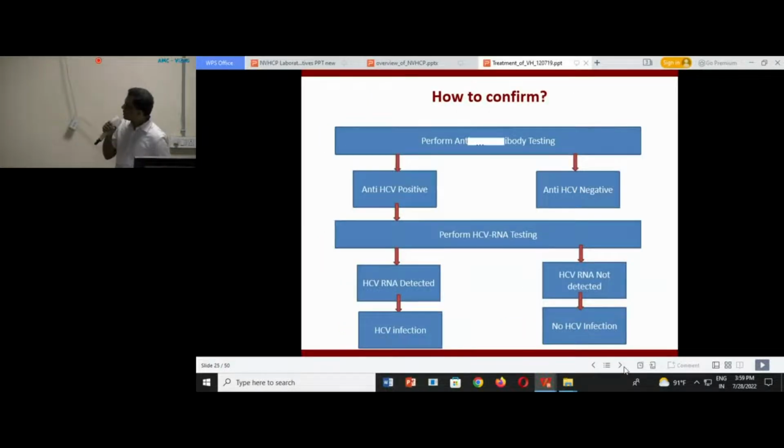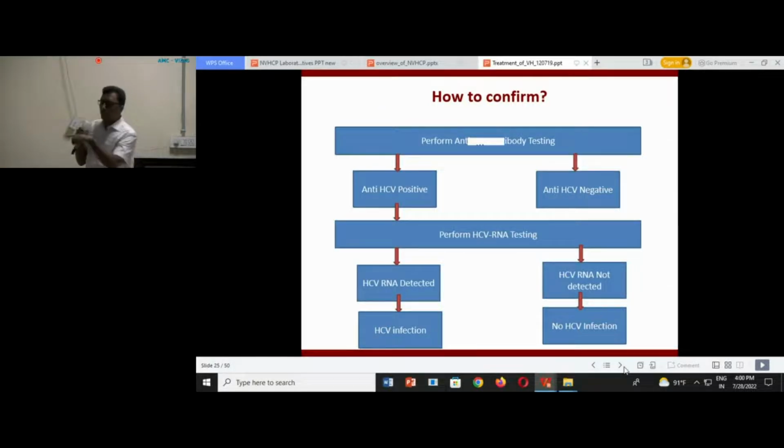So how to confirm? Once an antibody positive patient comes to us, we have to perform the HCV RNA, quantitative or qualitative. I directly do a quantitative analysis because we should know the levels also. Sometimes in difficult cases, we have a partial response, so we should know how much it has come down. So we should always try to do a quantitative analysis of hepatitis C. It's better. So when HCV is detected, then we put it as HCV infection.